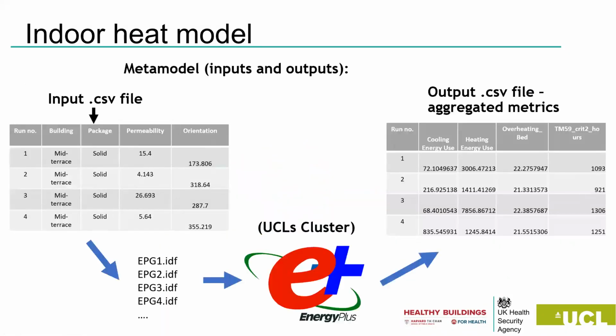Next slide, please. This just gives a better idea of the framework. So you have these input CSVs with values generated from a distribution. You can see there the permeabilities are all quite random, for fixed building and wall types. And you batch generate these Energy Plus IDFs, the text files that run in Energy Plus, and then batch simulate them on UCL's supercomputer. And then you generate aggregated results for each Energy Plus input file that you've generated.